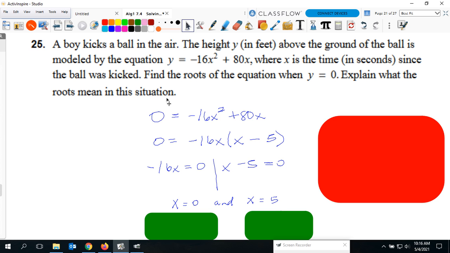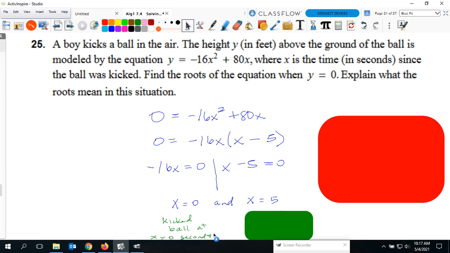So remember the x refers to the time, it's in seconds, since the ball was kicked. So now we have two times here, 0 seconds and 5 seconds. That's what that's representing. So basically we're seeing that the ball is kicked at x equals 0 seconds. 0 seconds obviously means we're at the very beginning. So if you were going to kick the ball and use a stopwatch and time it, you would kick it and then you would start it.